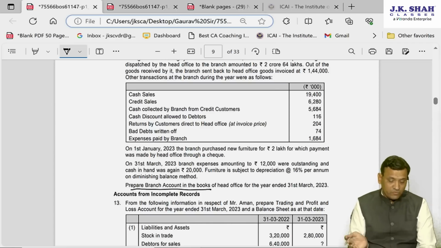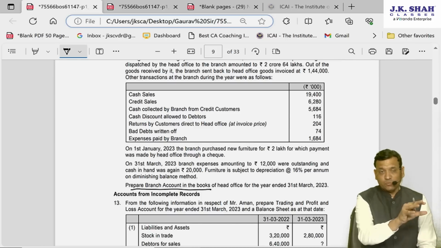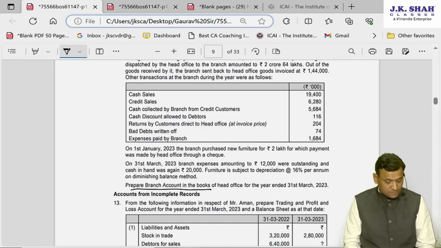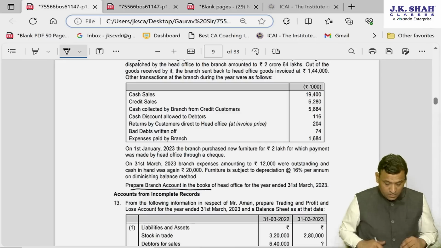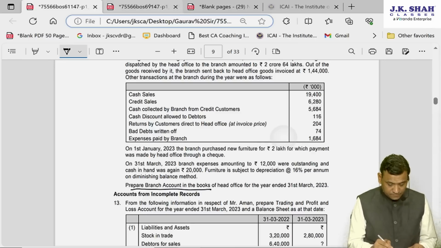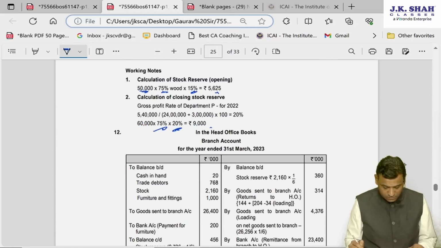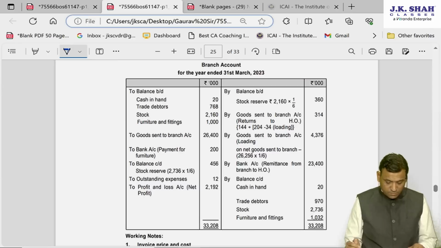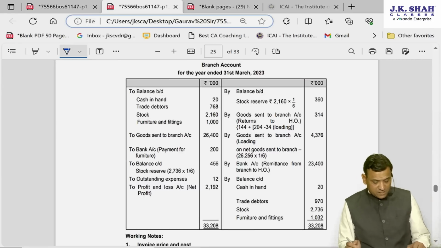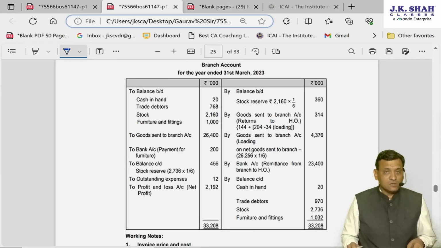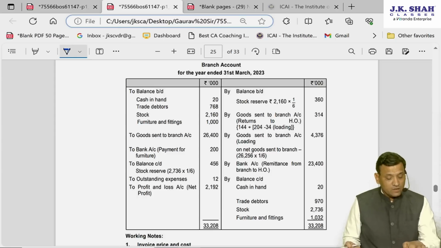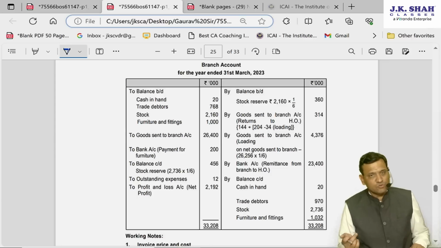Only one branch account where we will write all the assets and liabilities, opening balance, and then the transactions. We have to write it down, the transactions between the head office and the branch. Now, very simple stuff. This is the preliminary chapter, I can say. You would have remembered while doing your branch chapter, the first question was this type of question only.